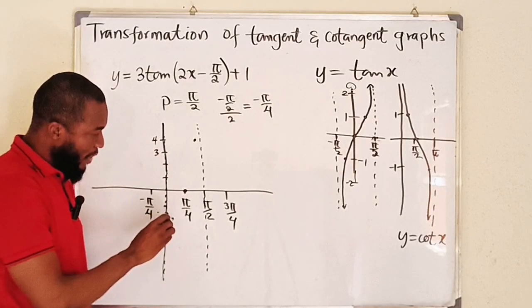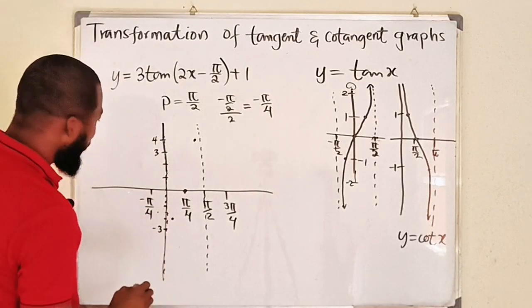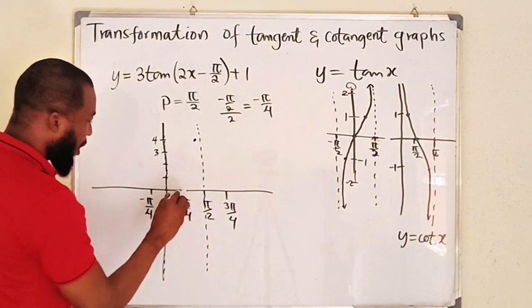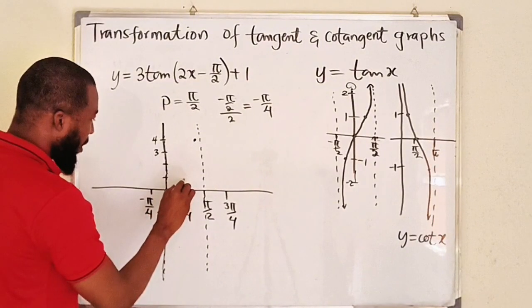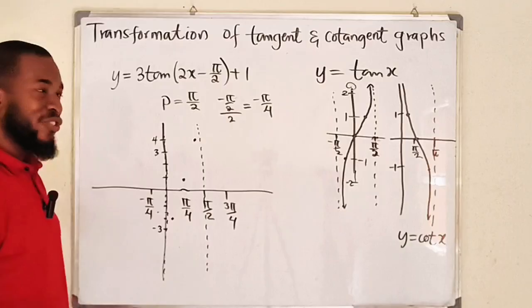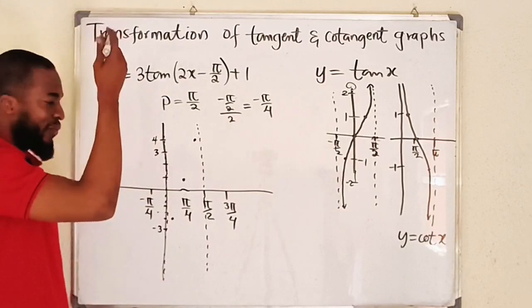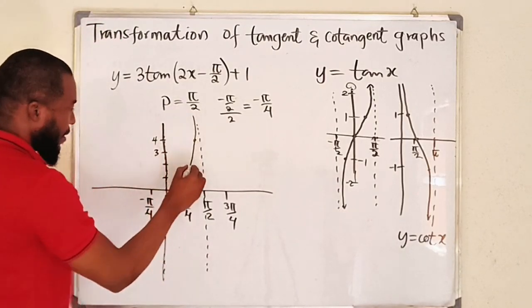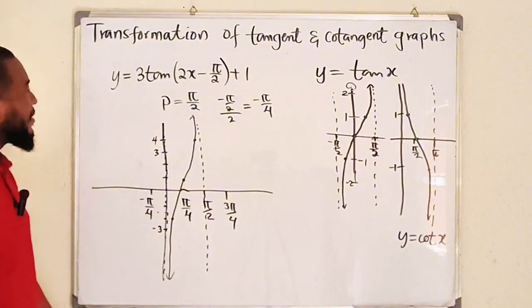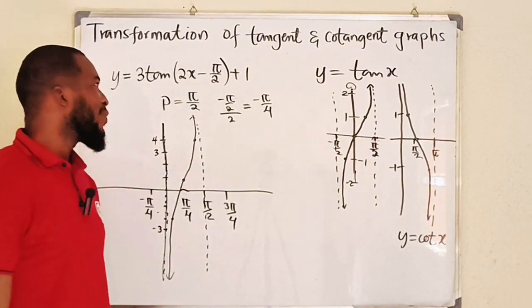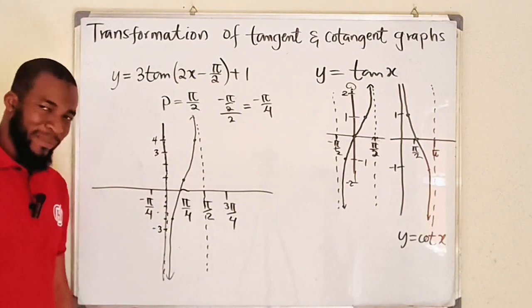So the point will stop here. And sorry, this point will no longer be here. It will be after here because every single point has been shifted 1 unit above. This is the graph of 3 tangent of 2x minus pi over 2 plus 1.